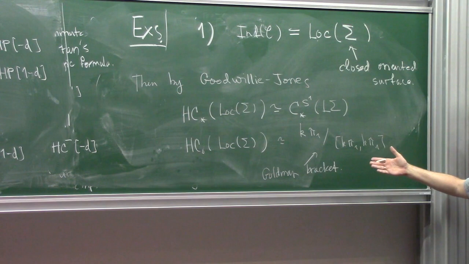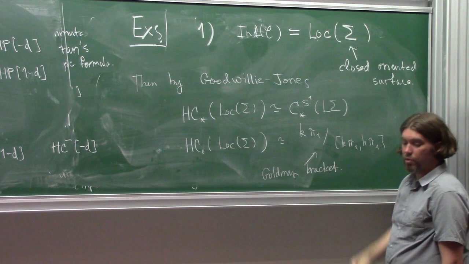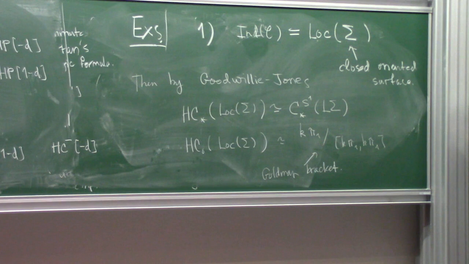And we recover Goldman's theorem that this map that I wrote down intertwines this bracket on the free loops with the Poisson bracket on the character variety. The other example is the Hitchin system.